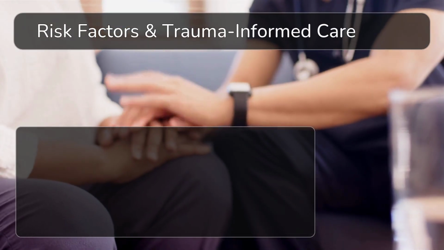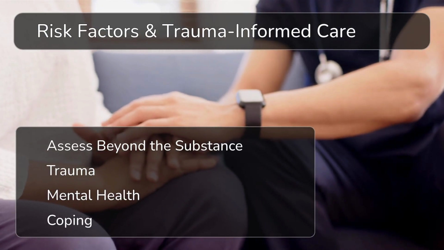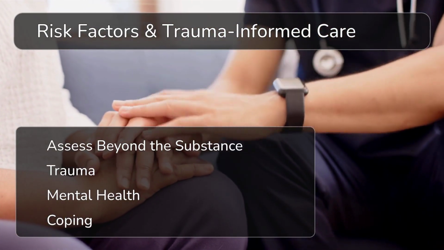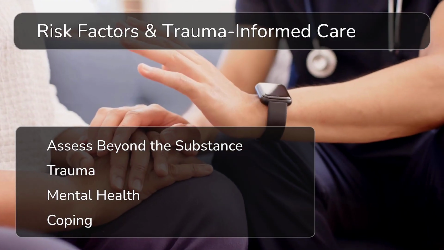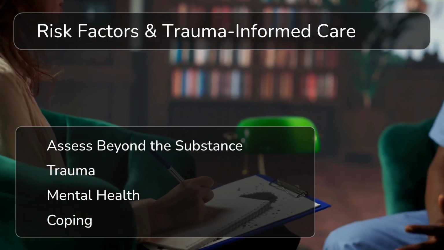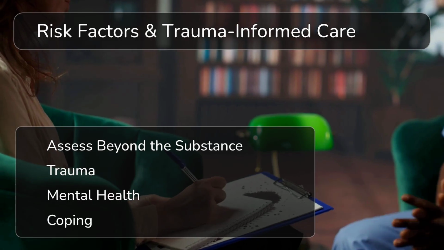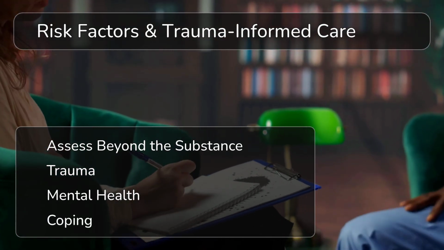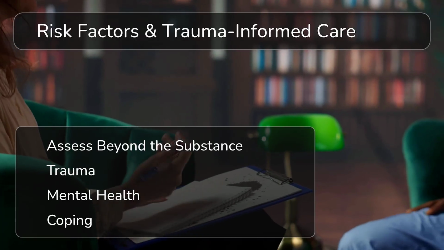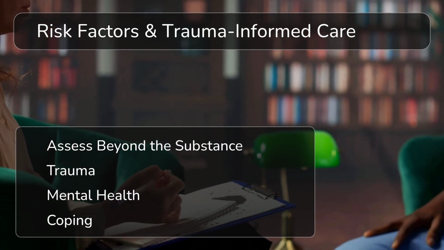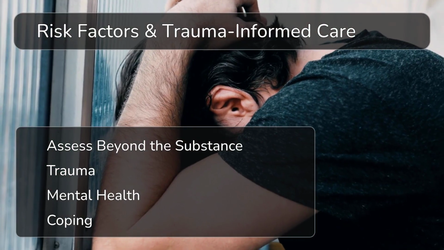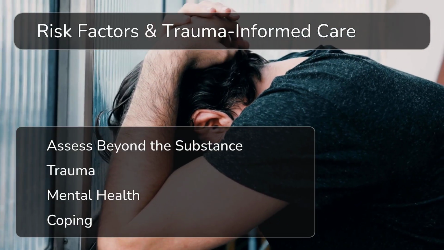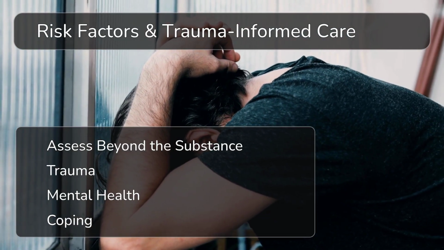Substance use does not happen in isolation. Risk factors include trauma, chronic stress, family history, untreated depression or anxiety, environmental instability, early exposure. Many individuals use substances as a way to cope with emotional pain. As nurses, this means we look beyond the substance. We assess mood. We assess trauma history. We assess coping skills. We assess safety. We practice trauma-informed care, meaning we assume many patients have experienced trauma and we approach them with sensitivity and respect.